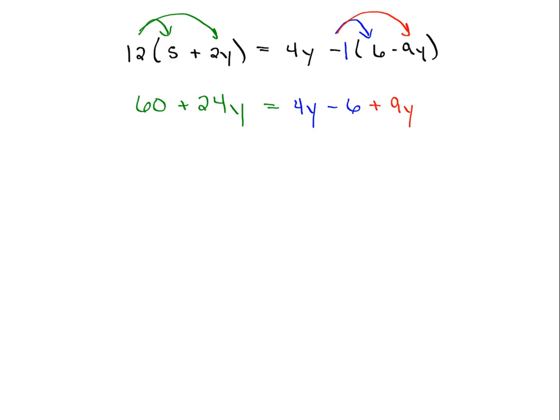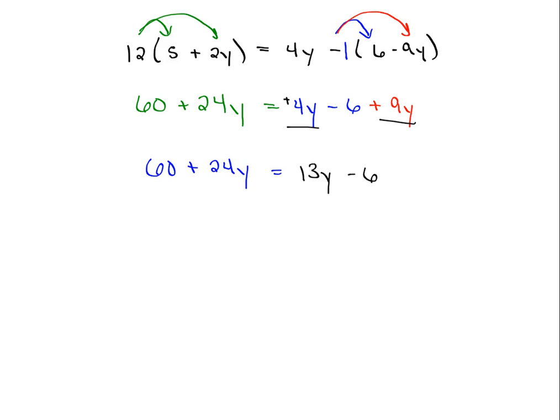Alright. Left side, 60 plus 24y. Any like terms on the left-hand side? Nope. Let's leave that one alone. Right side, 4y minus 6 plus 9y. Any like terms on the right side? Positive 4y and positive 9y gives me a positive 13y minus 6. Alright, both sides are simplified to the fullest.